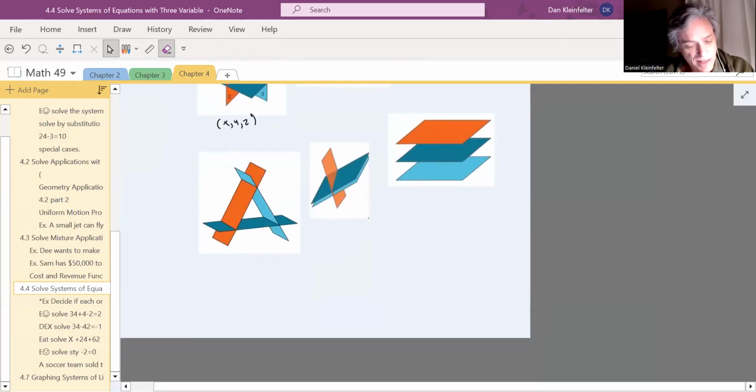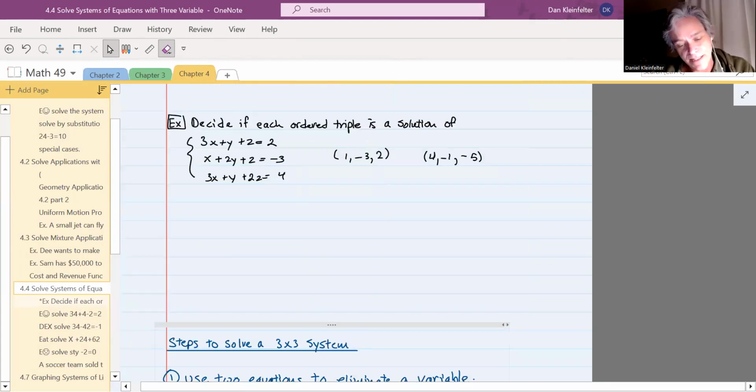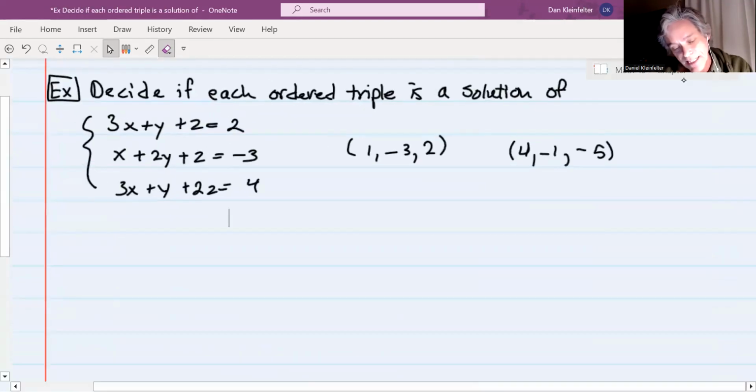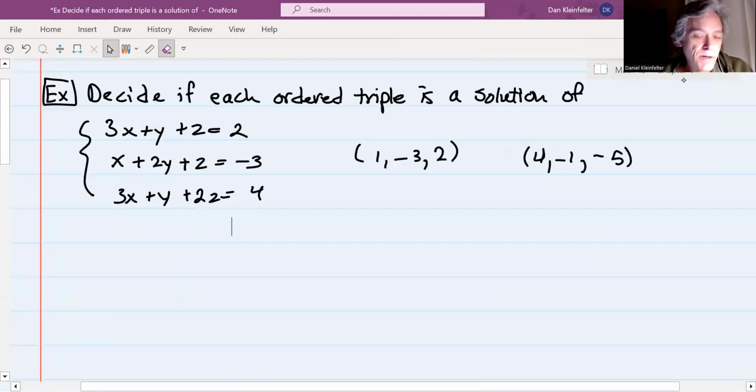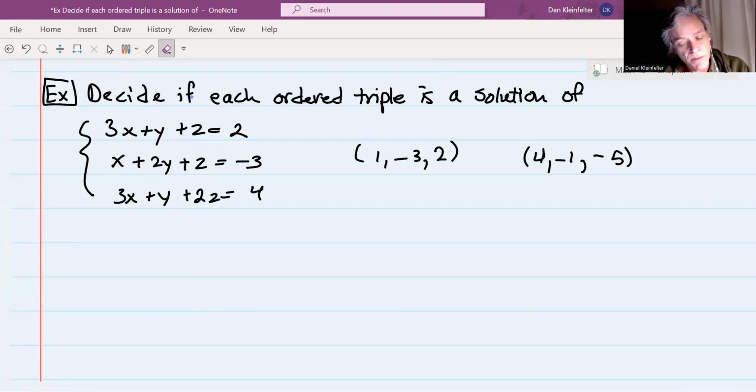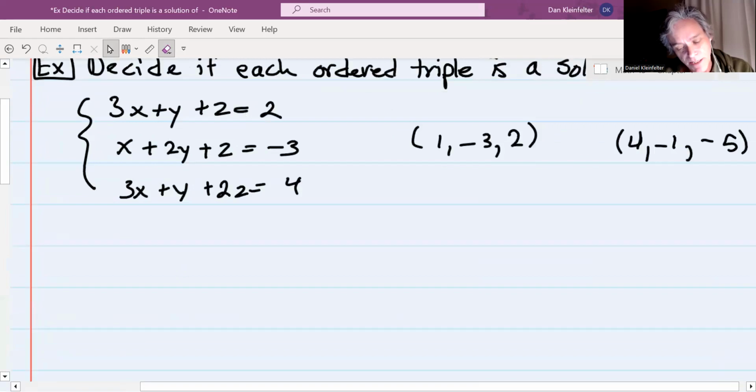If you want to find out about it, that'll be in higher math classes. Okay. So what we want to do as a first example is just decide if a couple of triplets would make up solutions to a system of equations. So let's try first with the point (1, -3, 2) in this system. If it's going to be a solution, it has to satisfy all three equations.